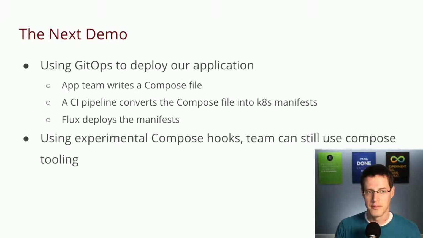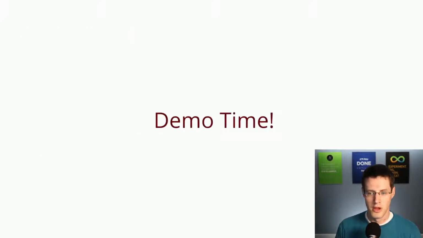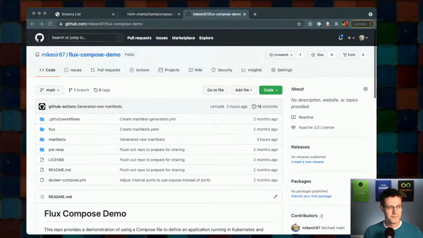And we'll see some of that here in just a minute. And then finally, once the CI pipeline updates the manifest, Flux sees the changes in those manifests and then actually deploys it. So with that, let's jump over to GitHub first.